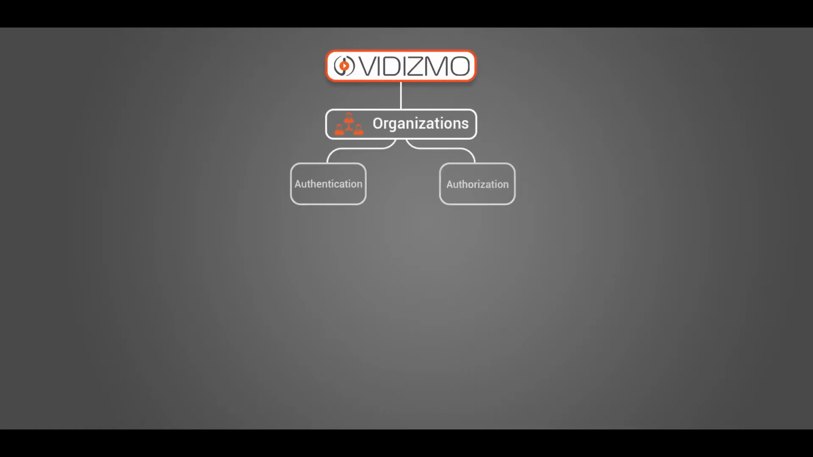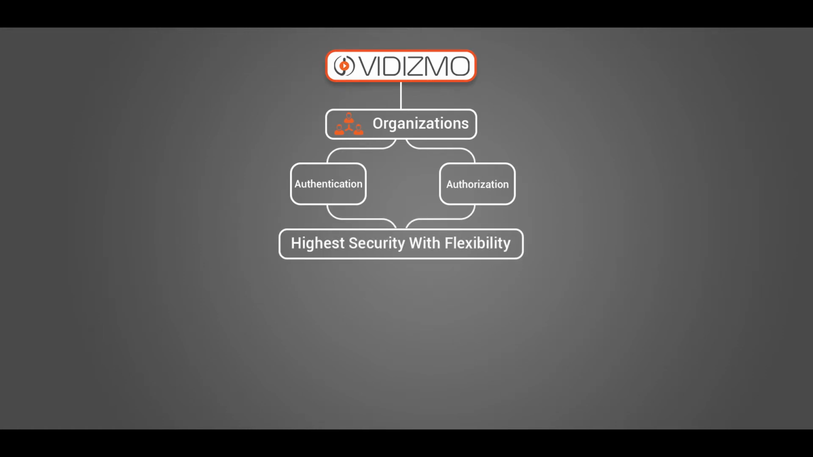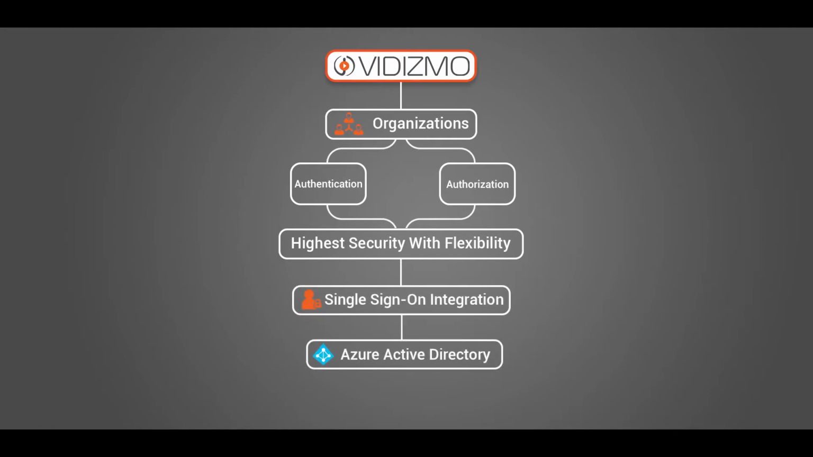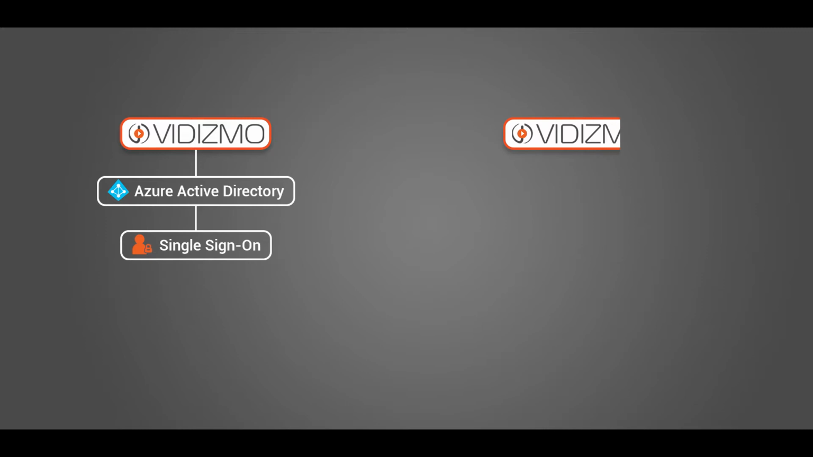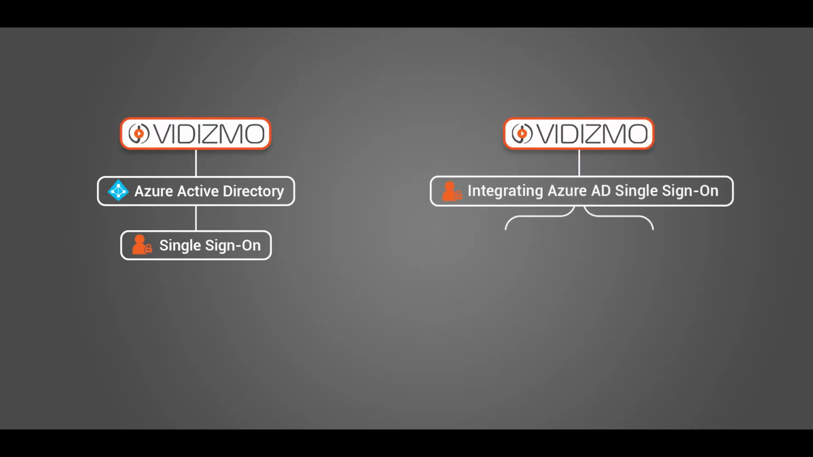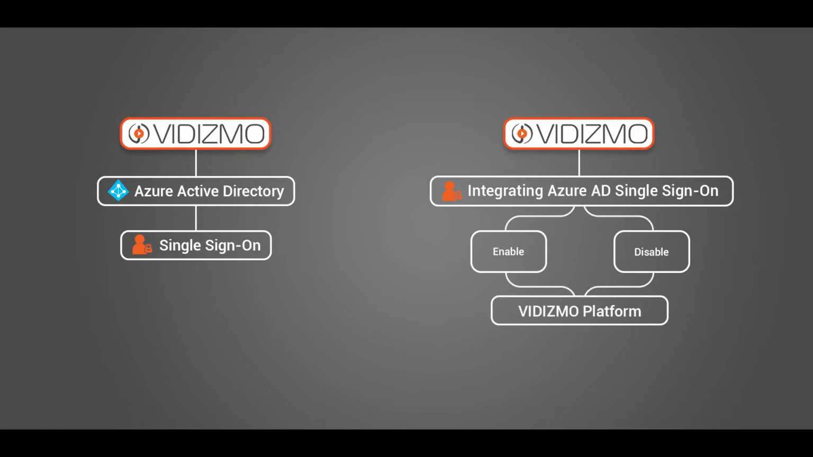VIDIZMO offers organizations robust authentication and authorization processes to ensure the highest level of security, with high flexibility of SSO integration with several identity providers, including Azure Active Directory. VIDIZMO allows you to utilize your Azure Active Directory for facilitating your portal users with single sign-on (SSO) capabilities. VIDIZMO makes the integration as easy as enabling or disabling your Active Directory SSO from within the platform in minutes.